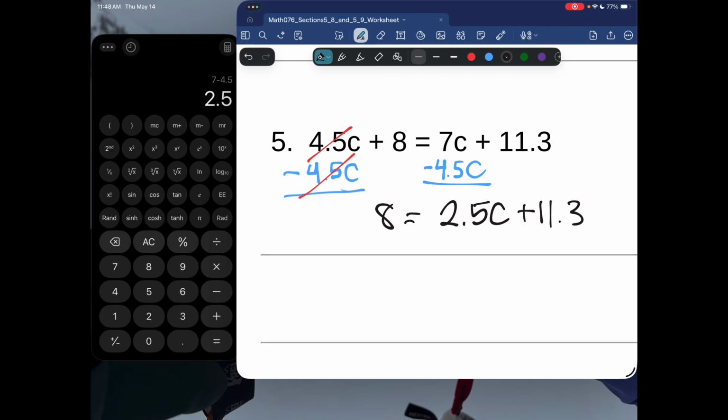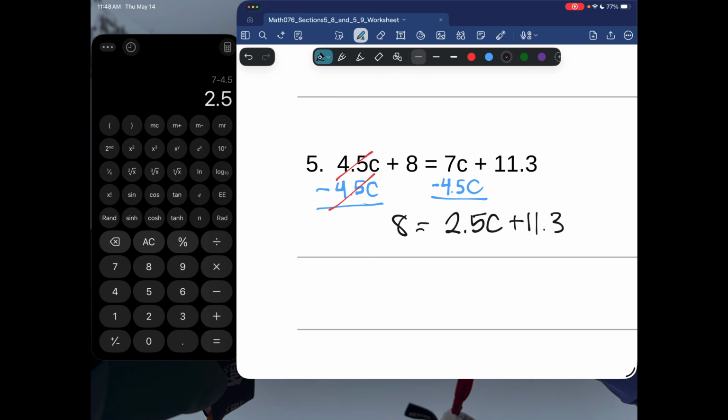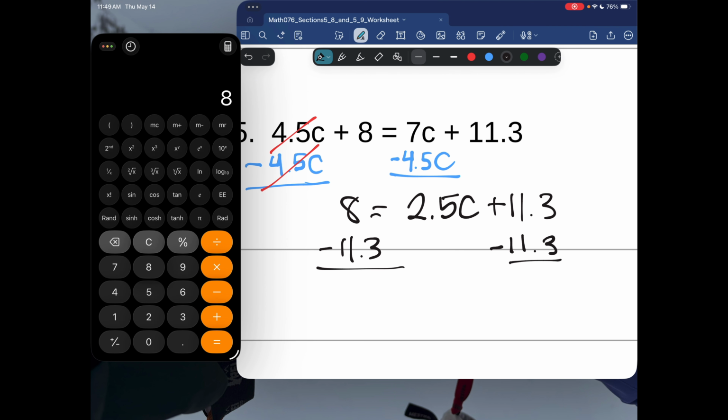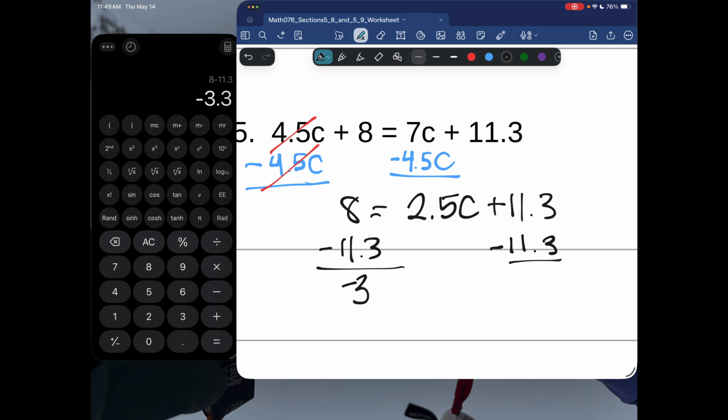Now I have one that is just like number 1 and 2 that we just did. I want to get C all by itself, so I'm going to subtract my 11.3, so my constants are on one side. So I'm going to subtract 11.3 from both sides. I get 8 minus 11.3 gives me negative 3.3 equals 2.5C, and my 11.3's cancel over here.